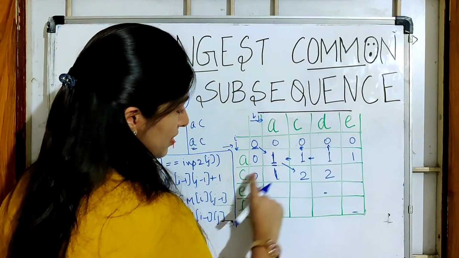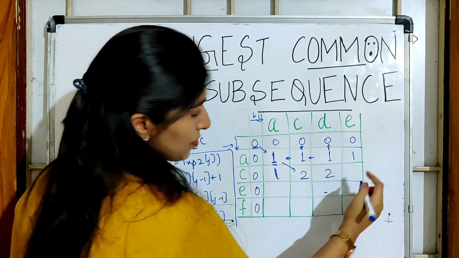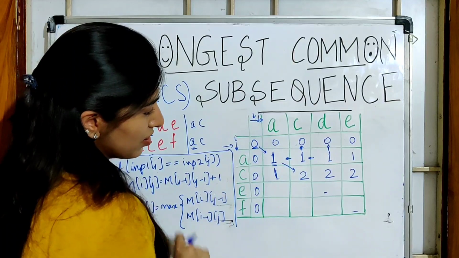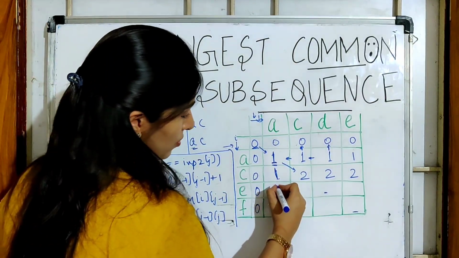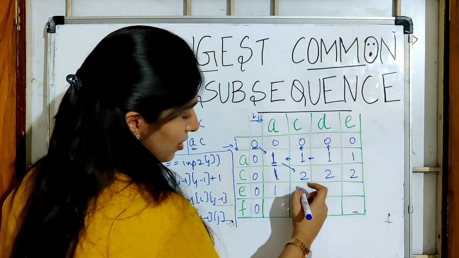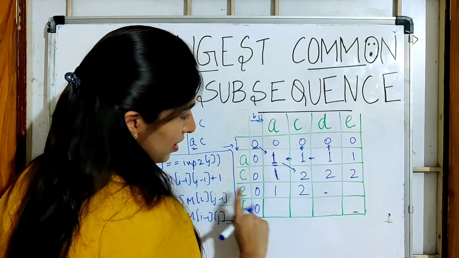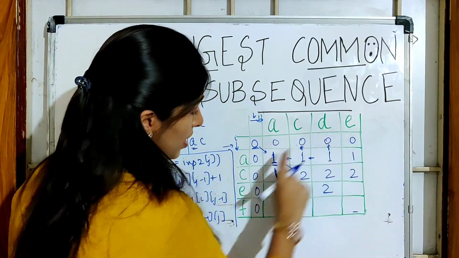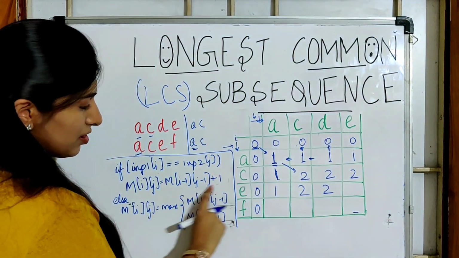So now again C and E are not equal. What is the maximum of these two values? 2. Over here again A and E are not equal. What is the maximum of these two values? 1. C and E are not equal. What is the maximum of these two values? Again 2. D and E are not equal. What is the maximum of these two values? 2. Now E and E are equal. Again we came to this condition.